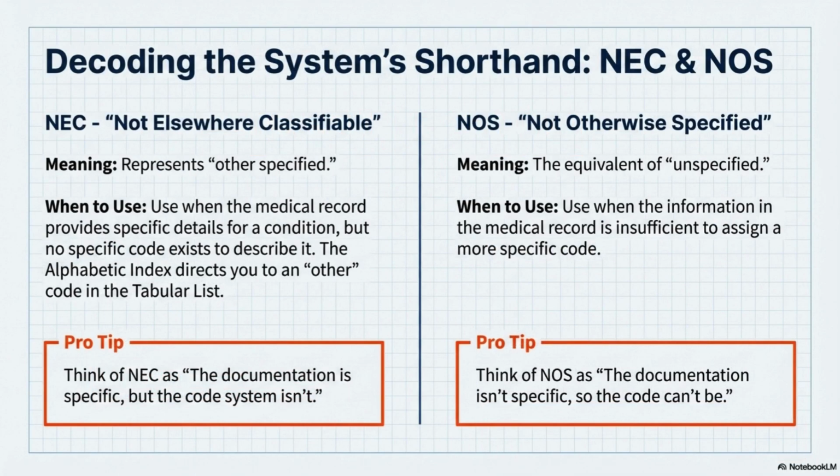ICD-10-CM uses 2 important abbreviations, NEC and NOS. NEC, or Not Elsewhere Classifiable, represents Other Specified. Use NEC when the provider documents a specific condition, but the classification does not offer a more specific code. The alphabetic index will direct you to an Other code in these cases. NOS, or Not Otherwise Specified, represents unspecified. Use NOS when the documentation does not provide enough detail to assign a more specific code. Think of NEC as, the documentation is specific, but the code set isn't. And NOS as, the documentation isn't specific, so the code can't be either.